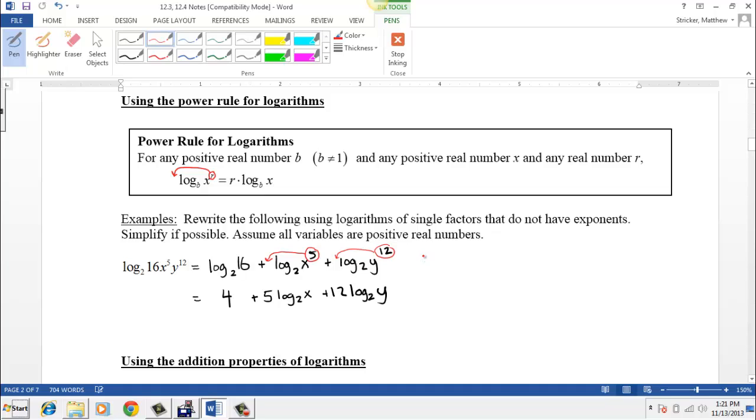So we have, first we applied the product rule, and then on the second step, when we brought the powers down, we applied the power rule. And there we go. We rewrote this logarithm as a sum of logarithms that had logarithms of single factors.